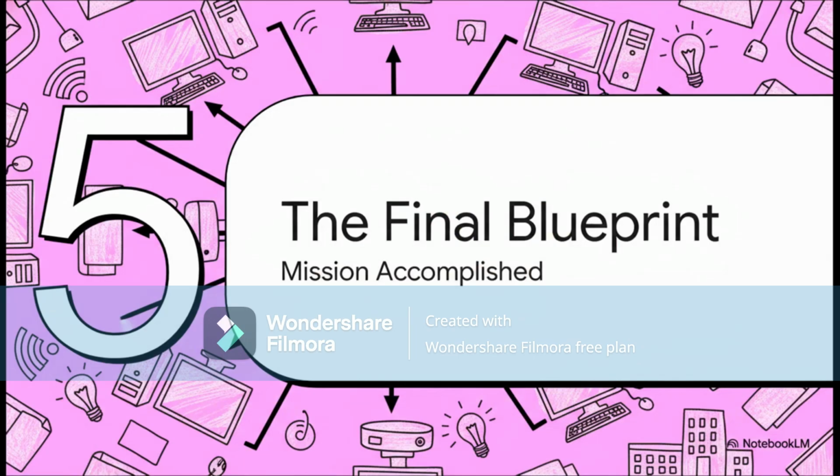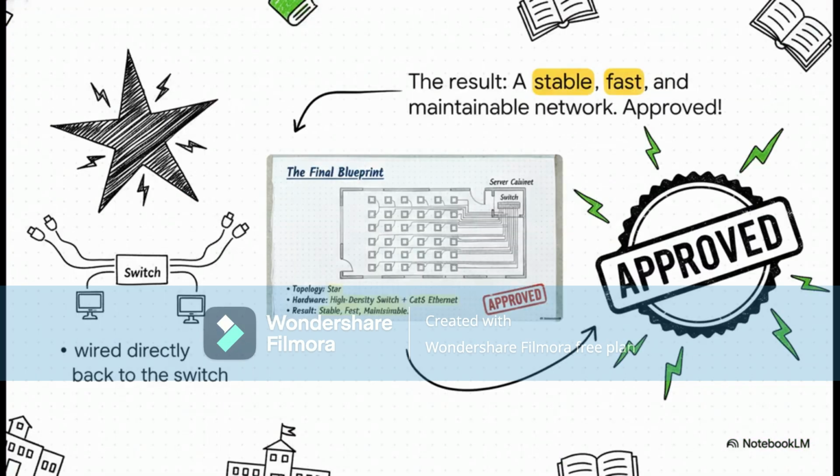All right, after all that planning and decision-making, let's take a look at the final blueprint. And there it is, mission accomplished. You can see how every single computer has a dedicated wire running all the way back to that central switch. The final result? A stable, fast, and easy-to-maintain network, all thanks to star topology. This blueprint gets a big approved stamp.